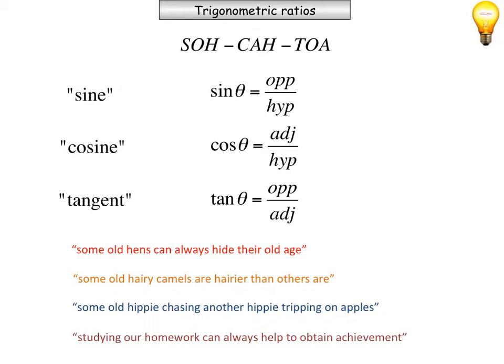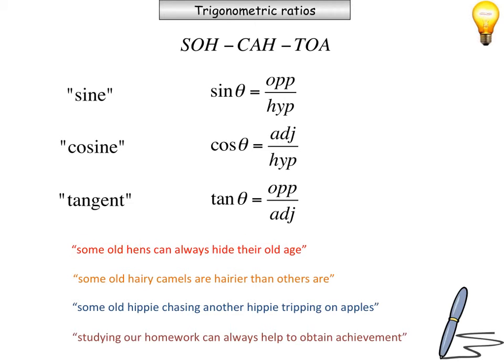Another way you can remember it is through a couple of different mnemonics. The main one that I learned in high school is: Some Old Hens Can Always Hide Their Old Age. So sine is opposite over hypotenuse, cos is adjacent over hypotenuse, tan is opposite over adjacent.